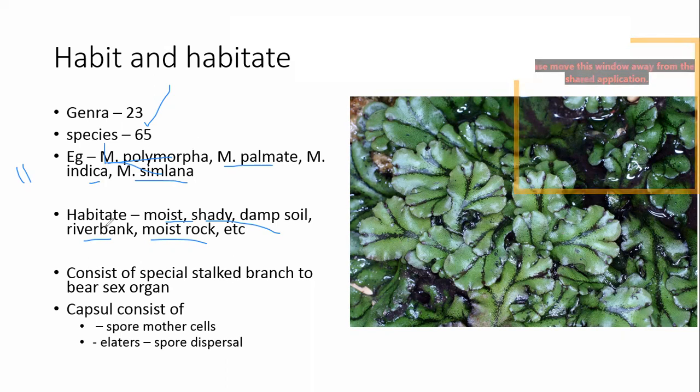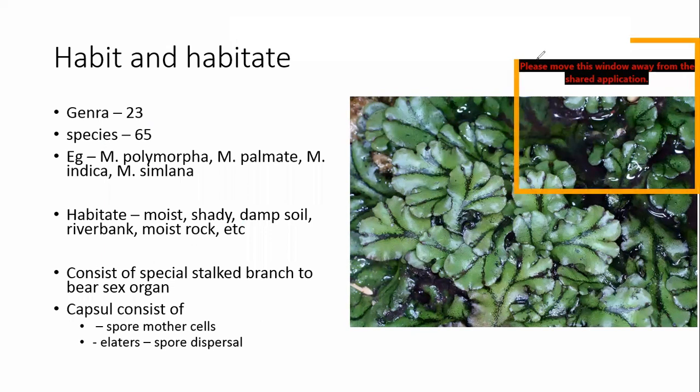Okay. So these Marchantia are the simplest plant bodies. They are thallophytic in nature. This is about the habitat. Now we'll study about the structure.